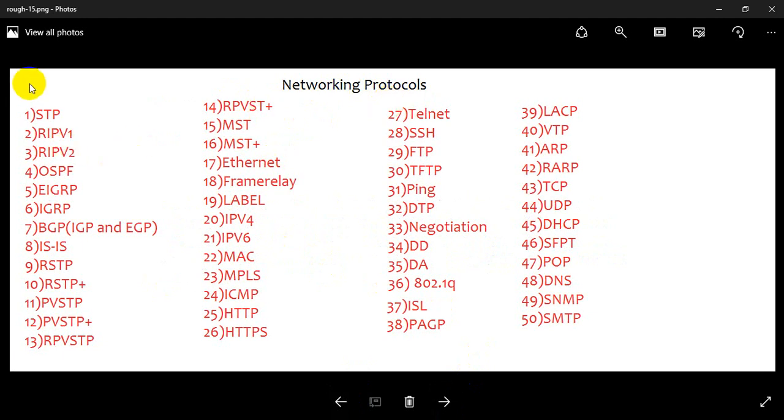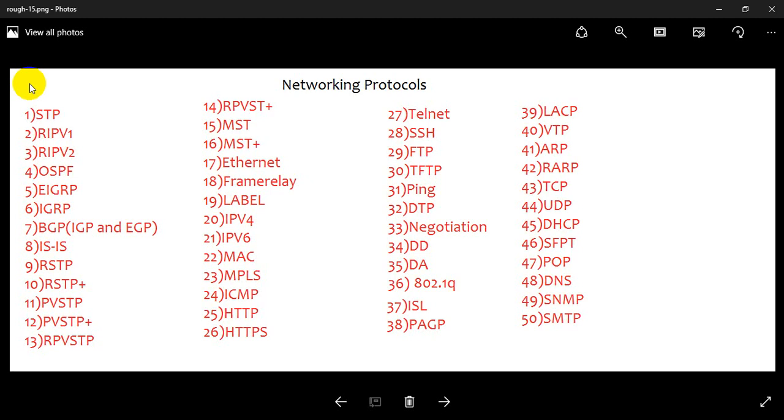Let me tell you the names. STP, RIP version 1, RIP version 2, OSPF, EIGRP, IGRP, BGP, in which there are two types, IGP and EGP, IS-IS, RSTP, RSTP plus, PVSTP, PVSTP plus, RPVSTP, RPVST plus, MST, MST plus, Ethernet, Frame Relay, label, IPv4, IPv6, MAC, MPLS, ICMP, HTTP, HTTPS, Telnet, SSH, FTP, TFTP, ping, DTP, negotiation, DD, DA, dot1Q, ISL, PAgP, LACP, VTP, ARP, reverse ARP, TCP, UDP, DHCP, SFTP, POP, DNS, SNMP, SMTP.